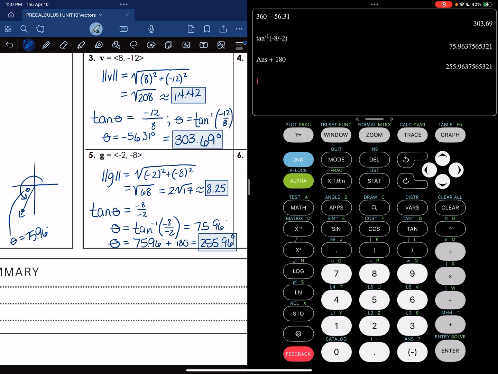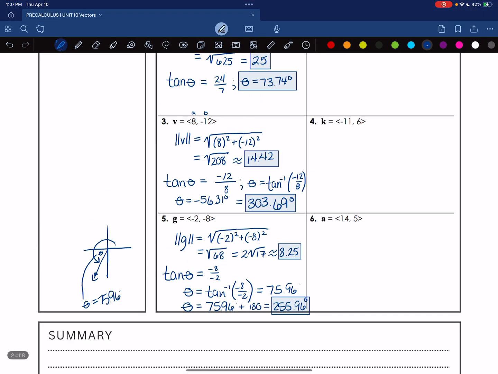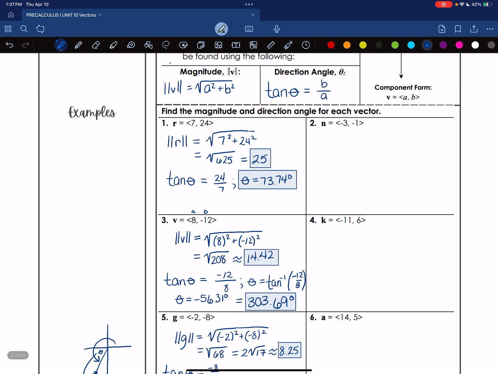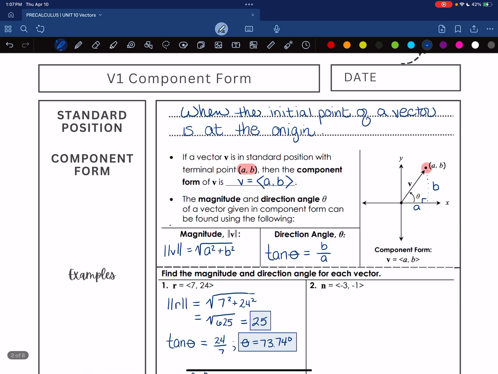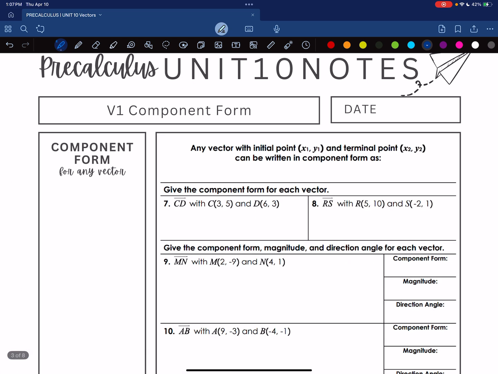All right, so those are several examples where we are finding the magnitude and direction for a vector in standard position. But what do we do if your vector is not in standard position? How do we write component form for any vector? Well, if you've got your two points, your initial point and your terminal point, then to write your vector in component form, you're just going to take the difference of the x values, and that'll be your A, and then the difference of your y components, and that will be your B.